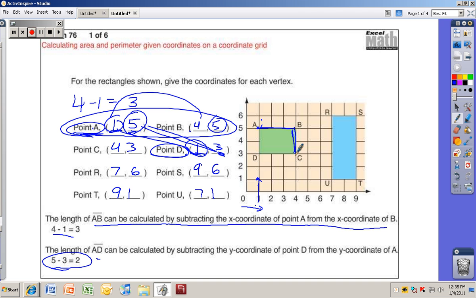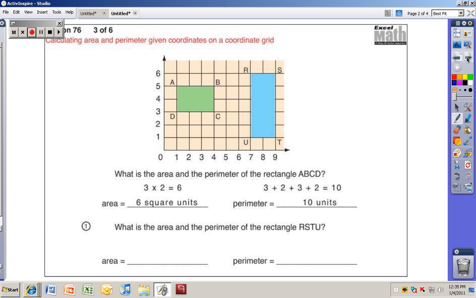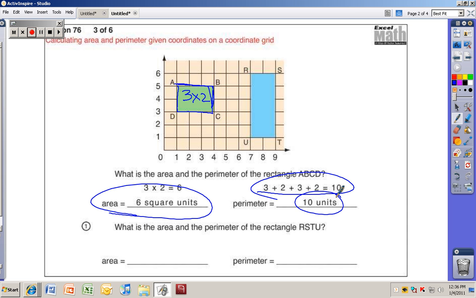At this point in time, now that you know that it's a 3 by 2 shape, you could find the perimeter, or you could find the area of that rectangle. So the area of this rectangle is 3 by 2, or 6. Area is 6 square units. The perimeter is going to be 3, 2, 3, and 2. You add all those together, you get 10 units.